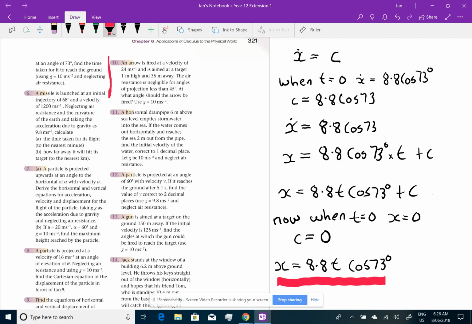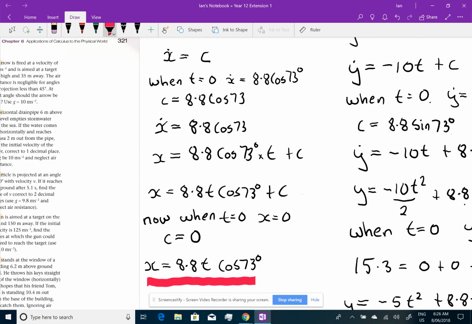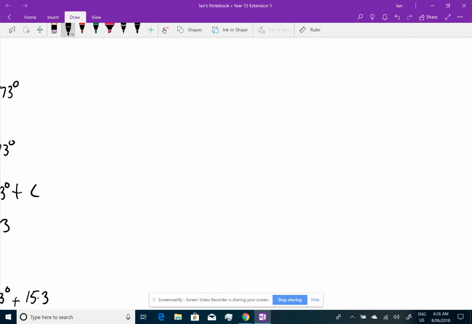Also, they say that the air resistance is negligible for angles of projection less than 45. That sort of suggests that maybe we might be going to get two answers for this. At what angle should the arrow be fired, and we're using gravity as 10 metres per second squared. So let's set this up over here. So this is question 10.